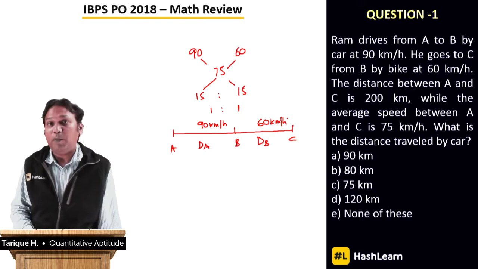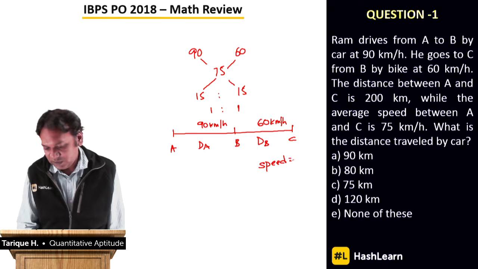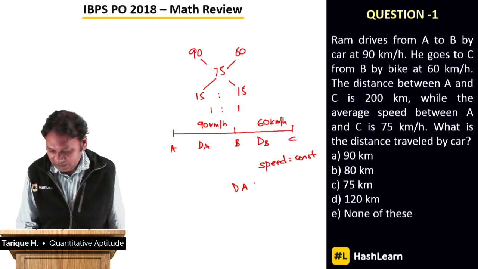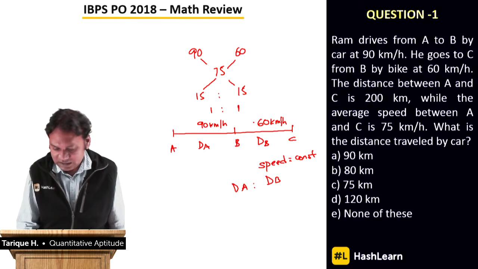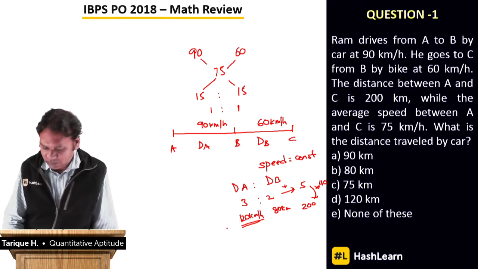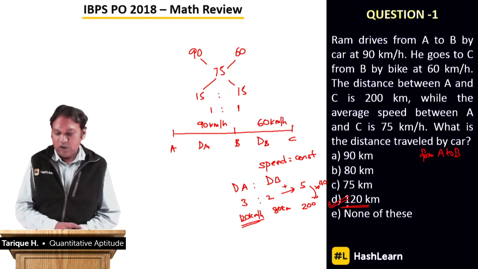And from the topic of speed, time and distance, we understand that when time is constant, the ratio of distance will be the same as the ratio of speed, and 90 and 60 we know is 3 is to 2. If you add 3 and 2, we get 5, and we know the actual distance is 200. So multiply here 40 times, that gives you 80 kilometers, and 3 into 40 is 120 kilometers. So here the answer is 120 kilometers. Distance traveled by car from A to B is what we are finding out here. So the answer will become 120 kilometers.